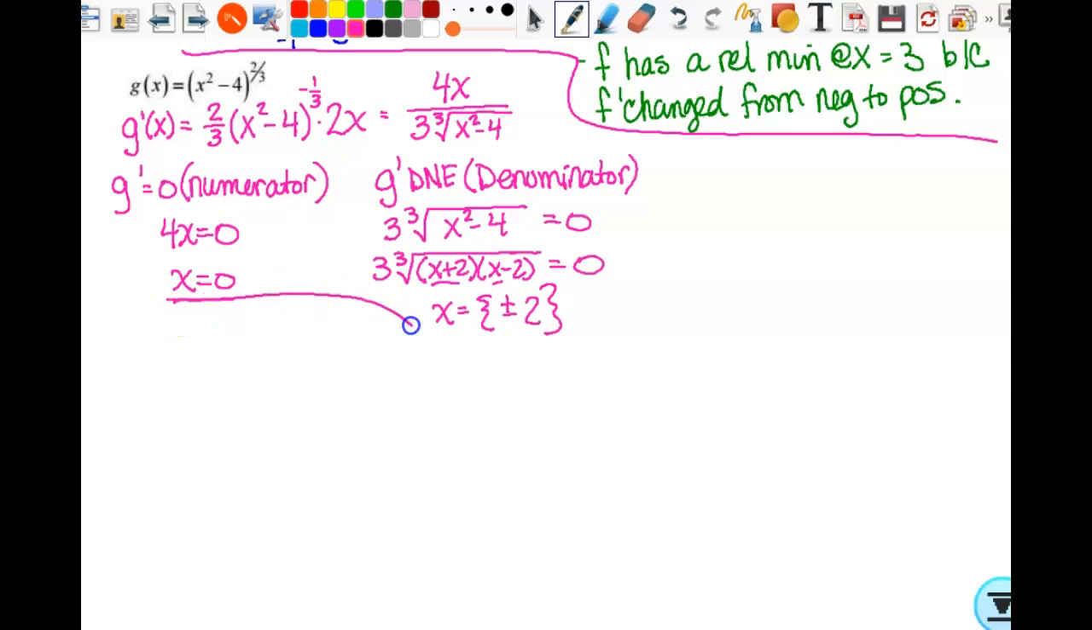These are my critical points. I'm going to use those on my number line. We good? We've got critical points. Now we use them on our number line. Just like with rational functions, we used our zeros and we used our vertical asymptotes. That's what we have here, a 0 and a vertical asymptote. So this is for G prime. And on there I'm going to have -2, 0, and 2.